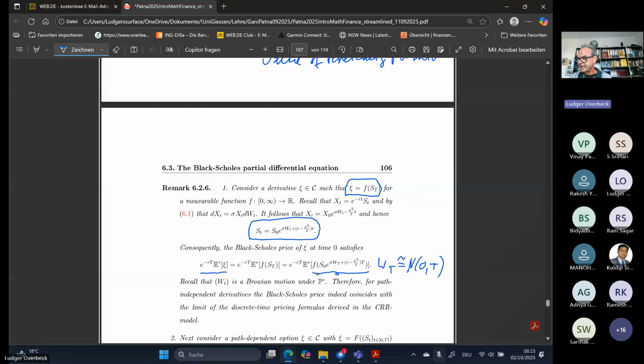Okay, that's the same formula we got in the limit when we did the binomial tree and did the rescaling, like in the random walk. We also got the same formula in the CRR model. Yeah? It's the limit of the CRR model.